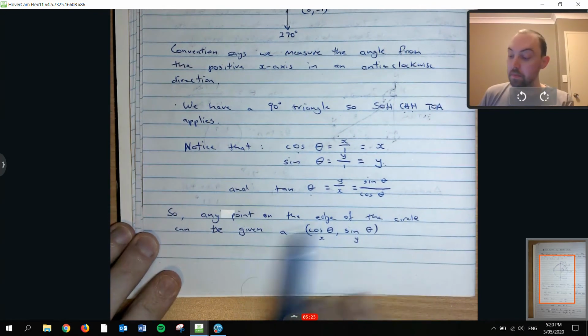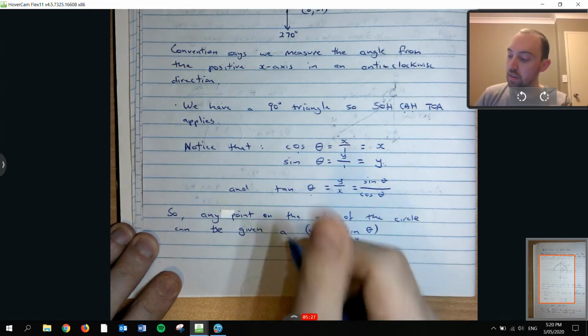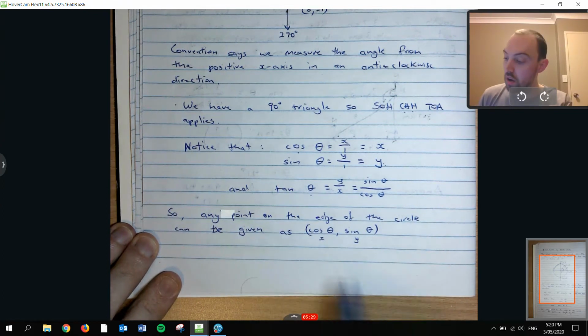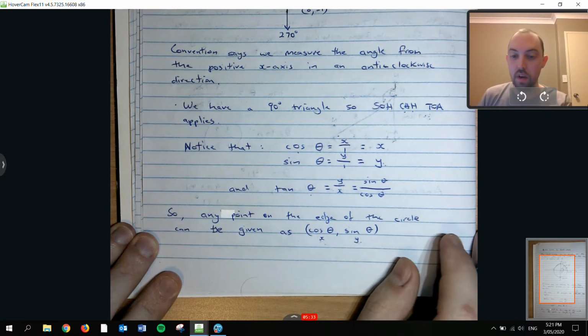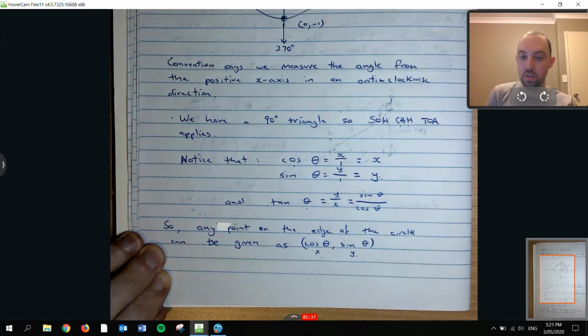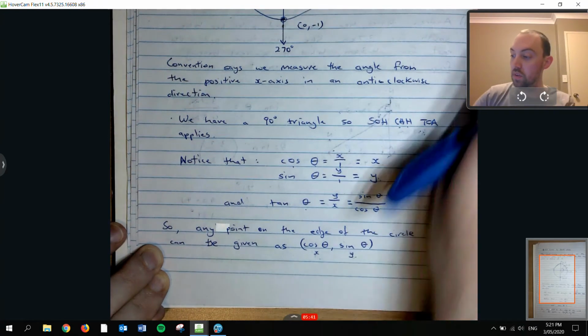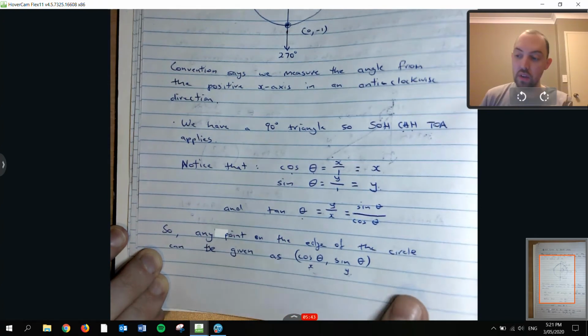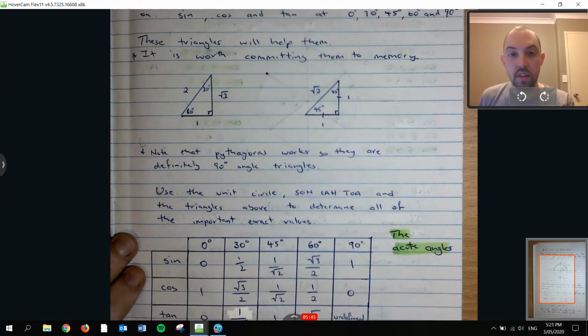Now, any point on the edge of the circle can be given as (cos of theta, sine of theta), which is your x and your y values. So you really need to get this link between cos is your x, sine is your y, because we're going to use that quite a bit for whether it's positive, negative, etc.